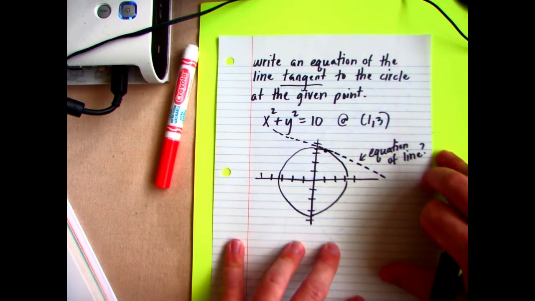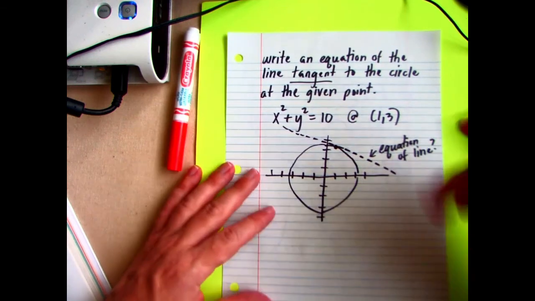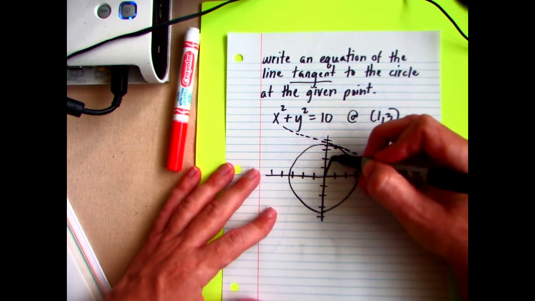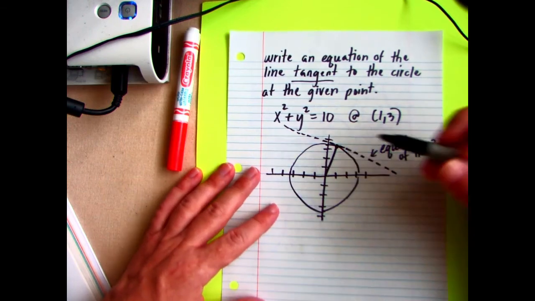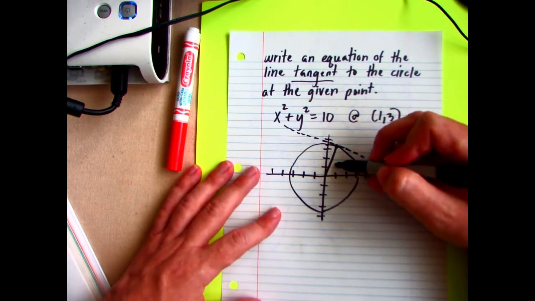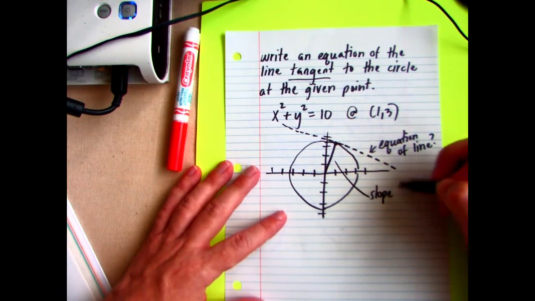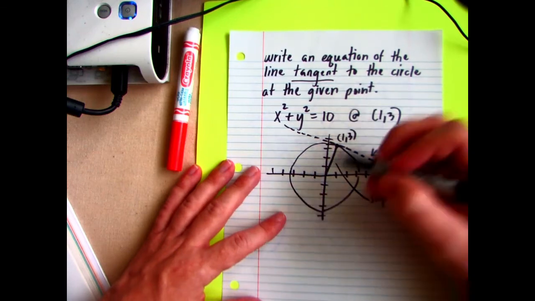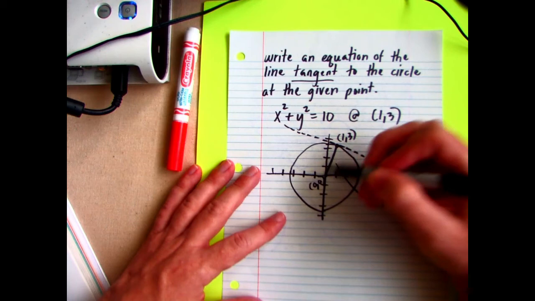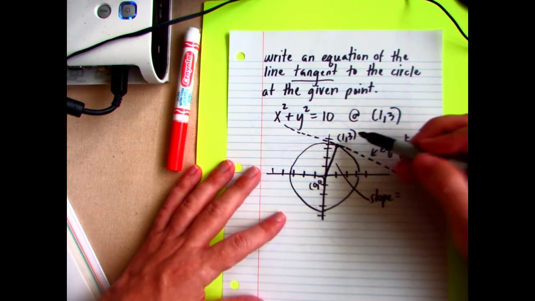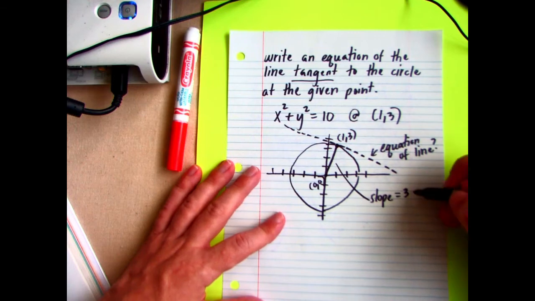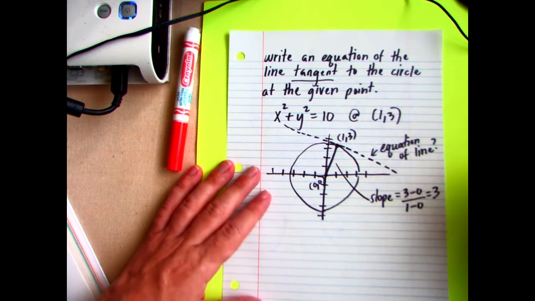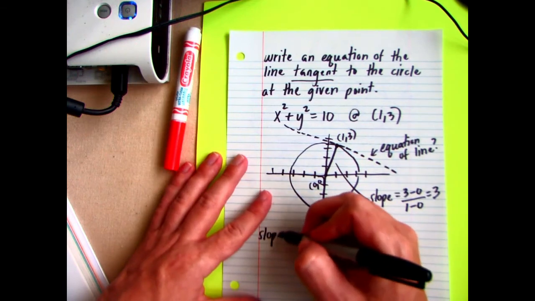Okay, so to do this, we're going to want to observe the radius that goes to the point. Because if it's tangent, the tangent line is going to be perpendicular to that radius. So I need to know the slope of this radius that I've drawn in a solid black line here. Well, the radius goes from 0, 0 to 1, comma 3, so we should be able to get that slope. 3 minus 0 over 1 minus 0, that slope is 3.